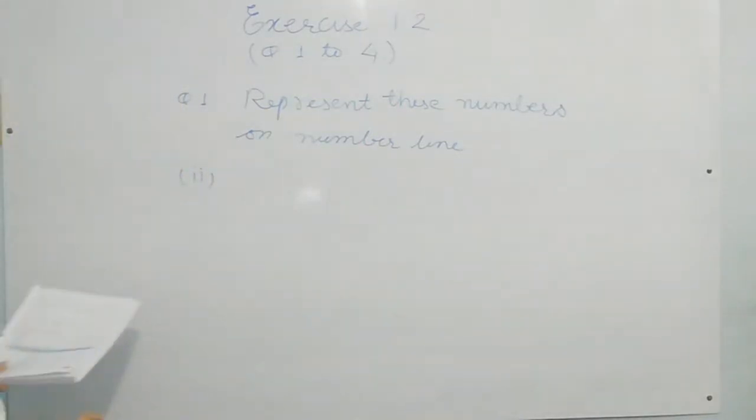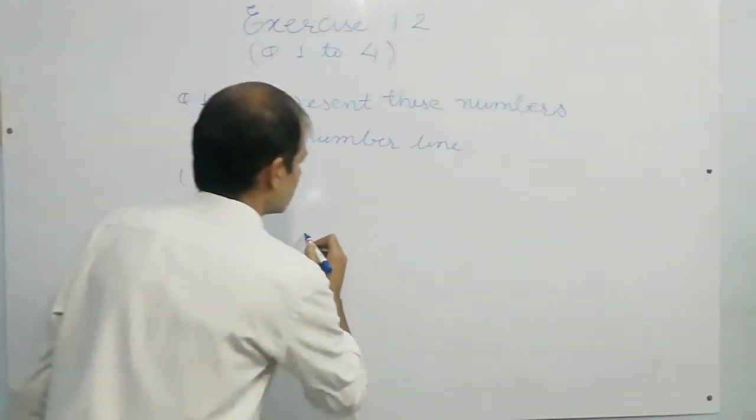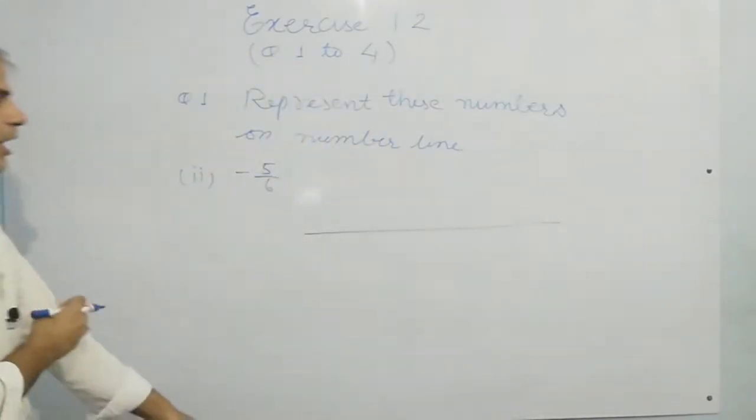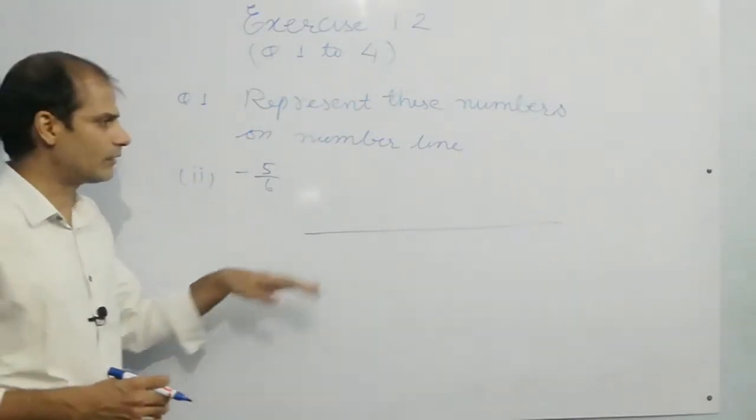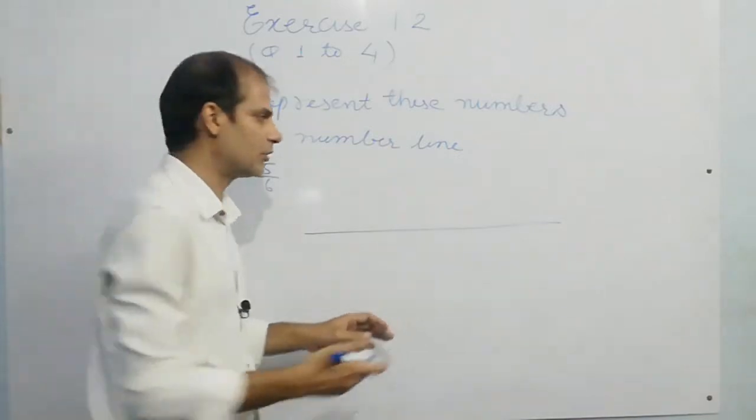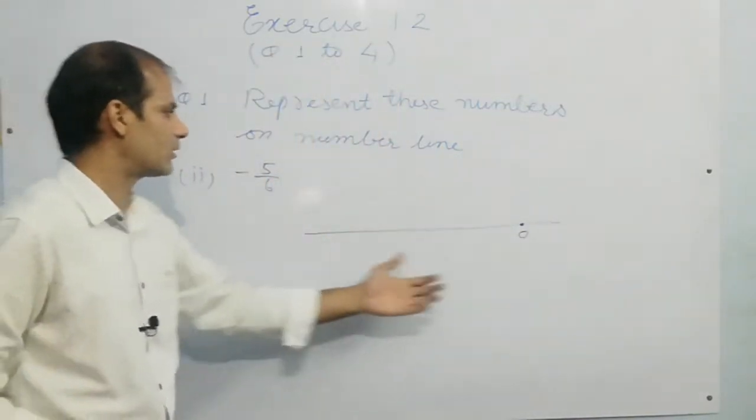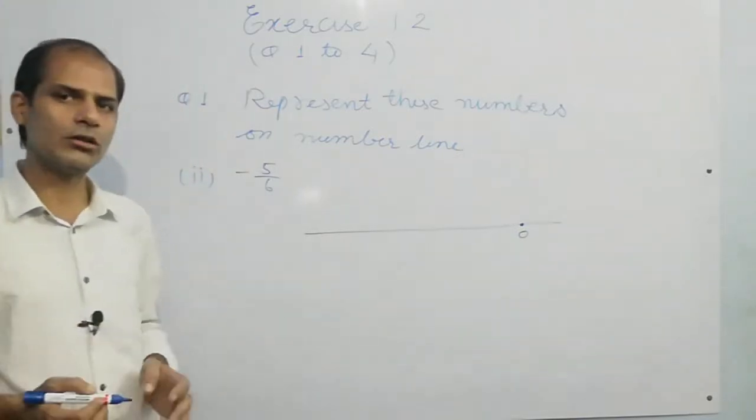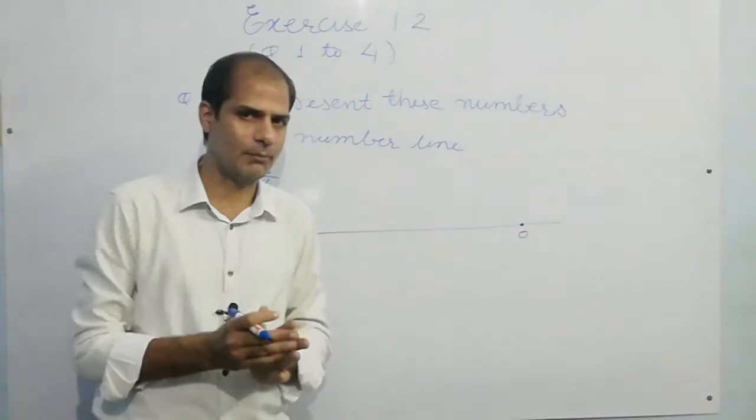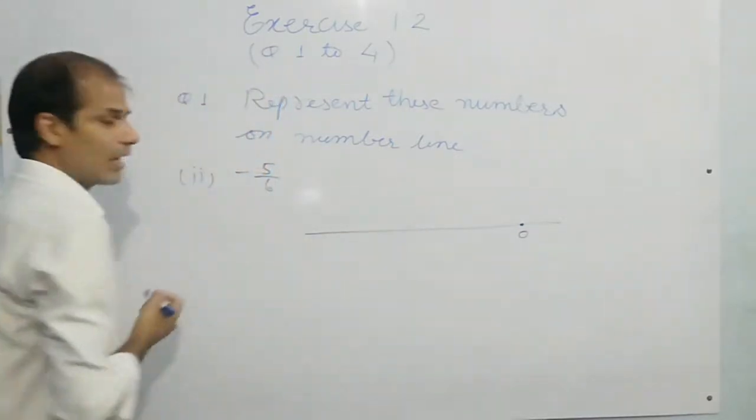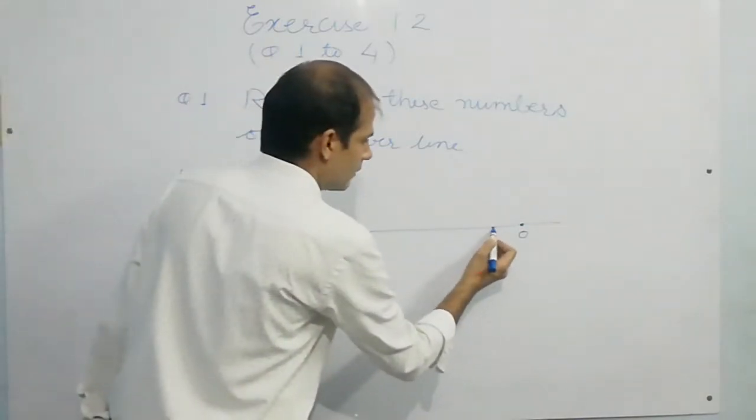Second part is minus 5 upon 6. Students, draw a number line. As you can see, the number is negative, so it will lie on the left side of 0 on the number line. It is 0, and we will show this number on the left of 0 because all the negative numbers lie on the left of 0 on the number line. Here again you will write numbers according to the numerator, that is 5.